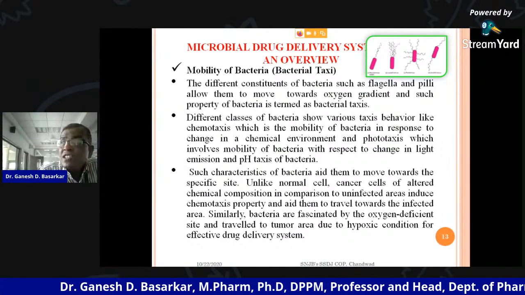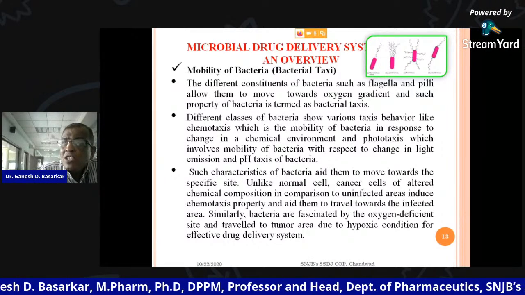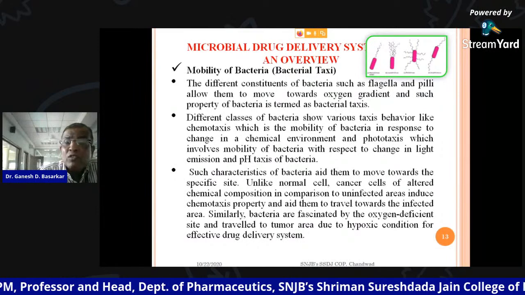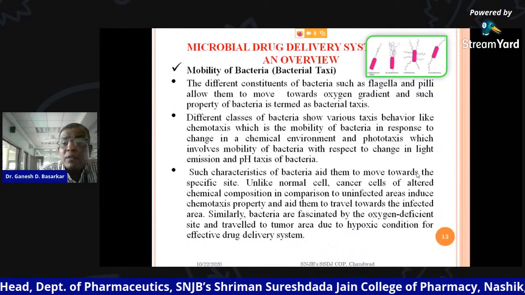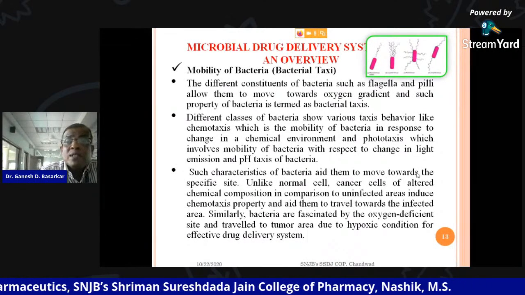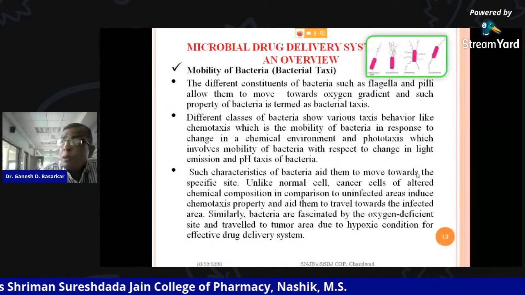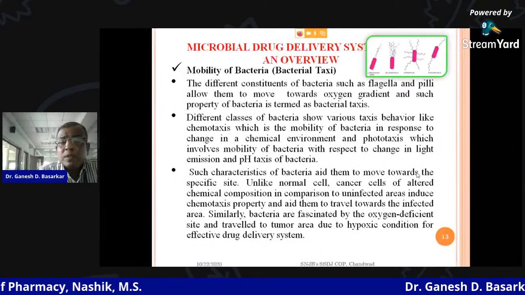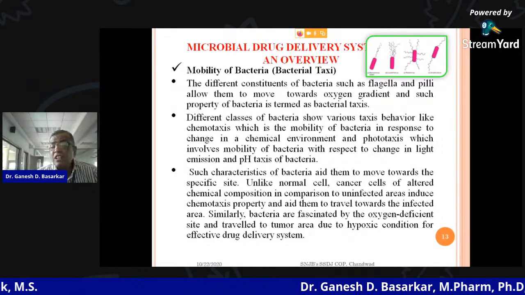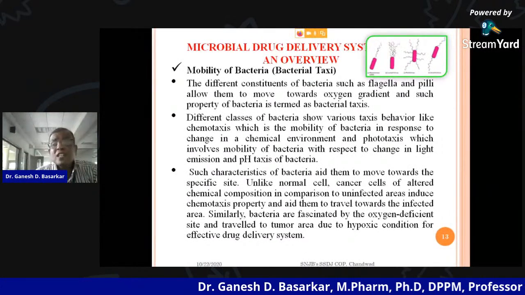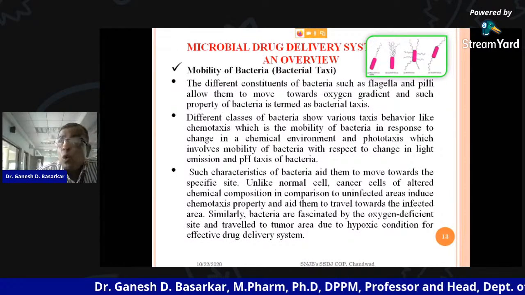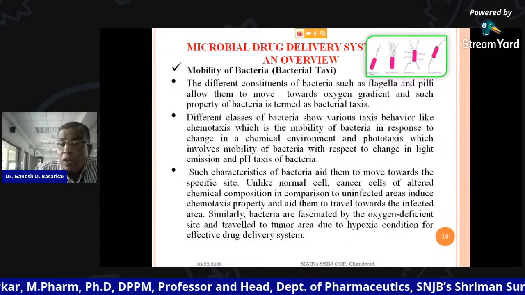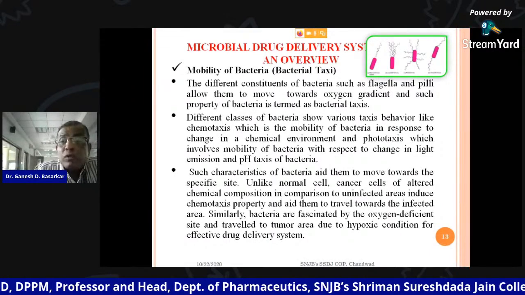And especially if we consider the cancerous cells, the tumor cells, the cells in the surrounding environment may be deficient in something. Maybe they are deficient in oxygen, maybe deficient in one of the chemicals, maybe deficient in one of the proteins. They may be lacking in some of these things. So if we can identify it, we can make the bacteria attack these particular areas, maybe where the oxygen gradient is there, by using the photosensitive approach.